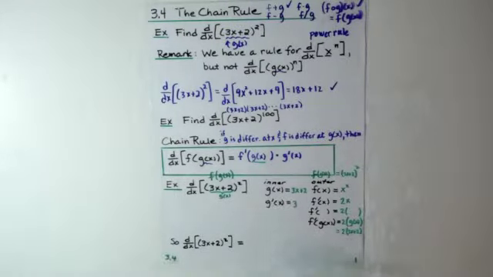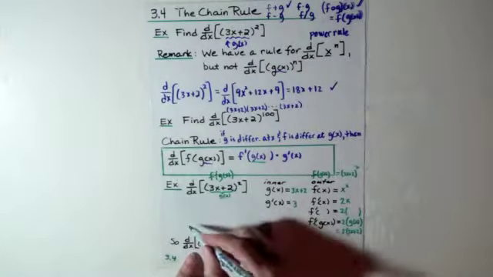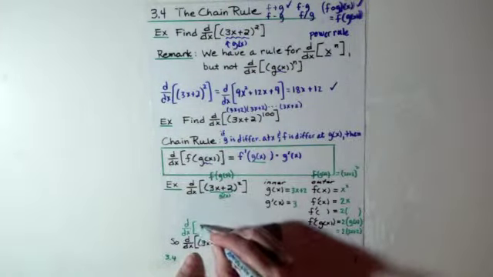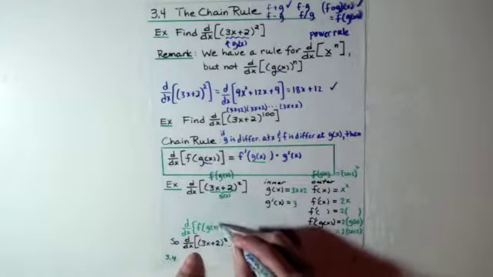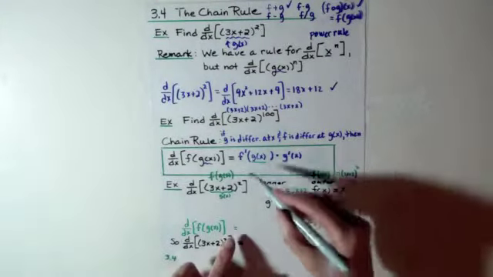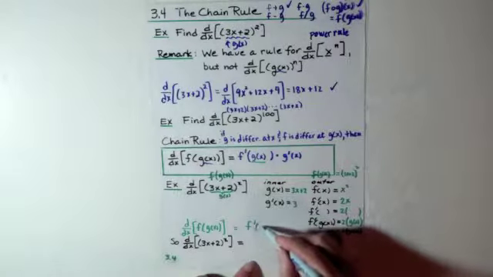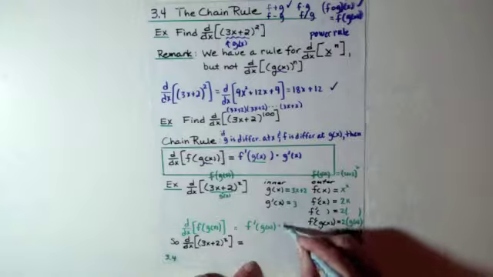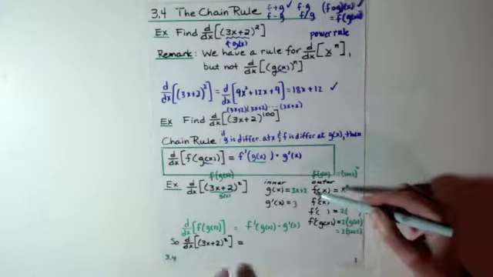So if I am asked to find the derivative of 3x plus 2, that quantity squared, I'm finding the derivative of some composite function. I'm just going to write the chain rule right above, in general, right above what I'm asked to do. I know according to the chain rule I'm supposed to get f prime evaluated at g of x times g prime of x. And let's see what that is for our function.